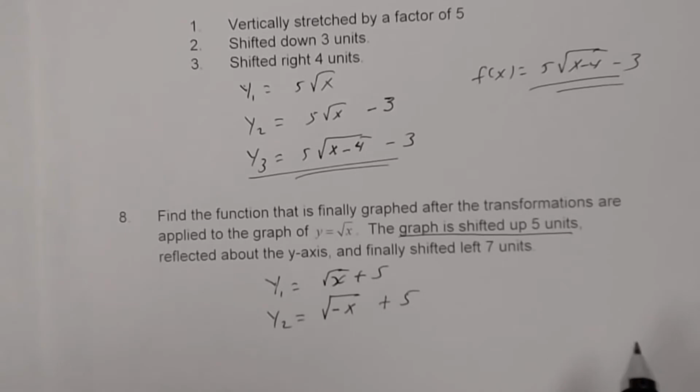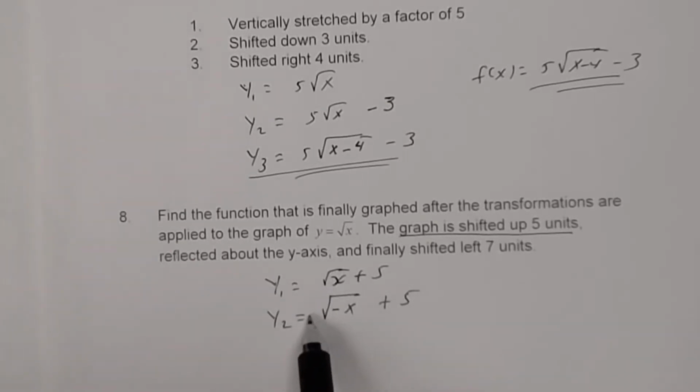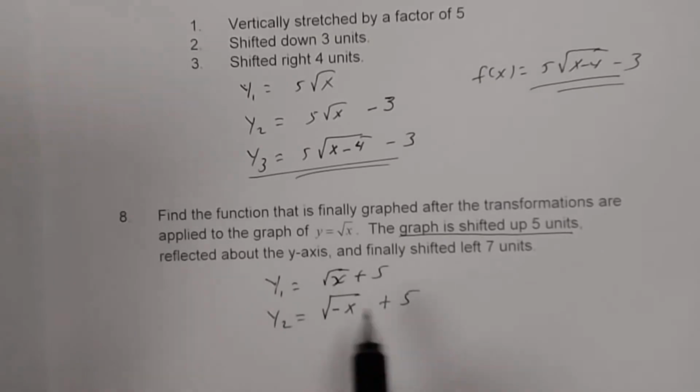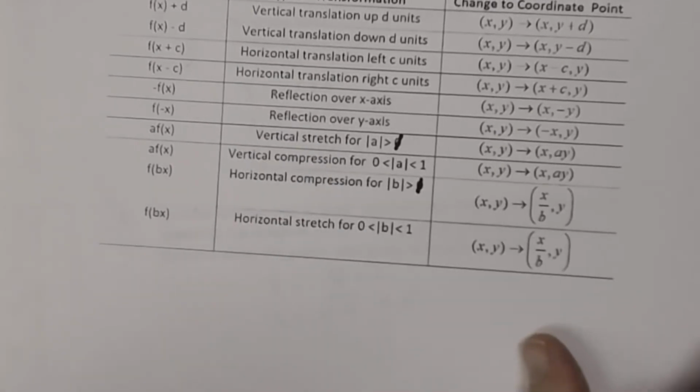Okay, so that's where I'm at. All right, so remember, if the negative is on the outside right here, that's the reflection about the x-axis. If the negative's on the x, you're reflecting about the y-axis, so it's the x that's negative. All right, so just remember you may need to go back and review your reflections.